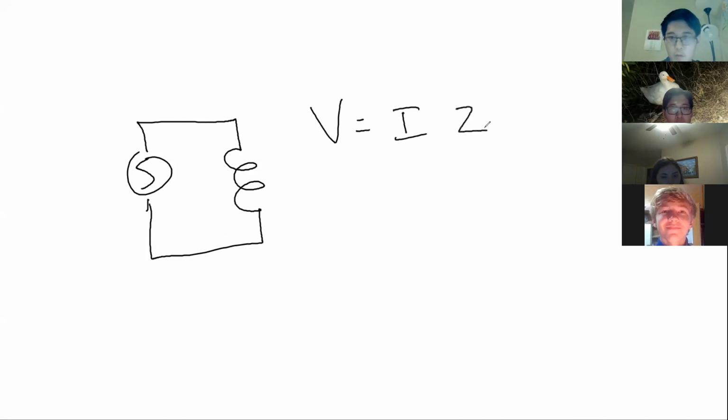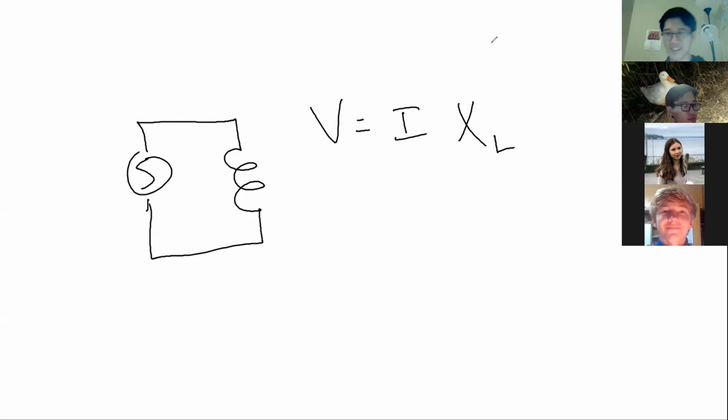Now let's talk about an inductive load. An inductive load just means you're attaching an inductor to the AC circuit. In the inductive load, you also have V equals IR, but it's a bit different in form. Instead of calling it the resistance, I'm going to call it the inductive resistance or something like that. What's it called again, Steven? Inductive reactance. Yeah, very good. It's called the inductive reactance.